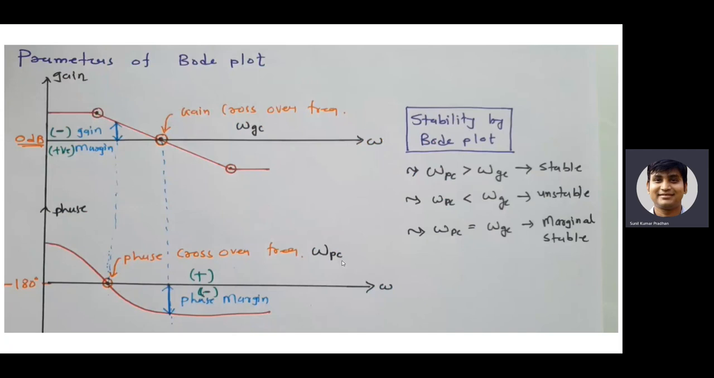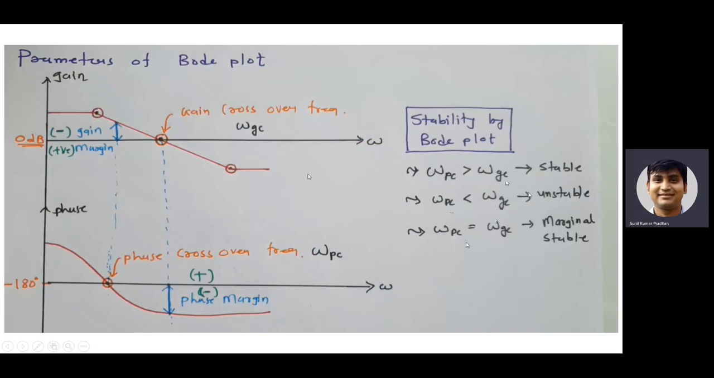Next thing is that we can also determine the stability of the system by knowing the gain crossover frequency and phase crossover frequency. If the phase crossover frequency is greater than the gain crossover frequency, the system is stable. Your omega PC is your phase crossover frequency, and omega GC is your gain crossover frequency. If the phase crossover frequency is less than the gain crossover frequency, the system is unstable. If the gain crossover frequency is equal to the phase crossover frequency, the system is marginally stable.